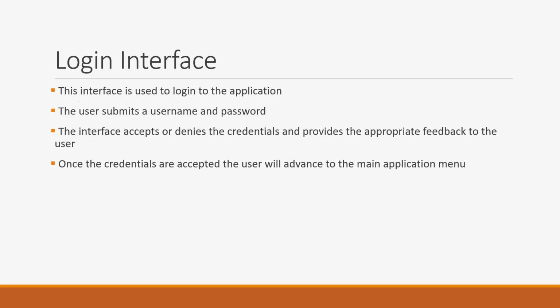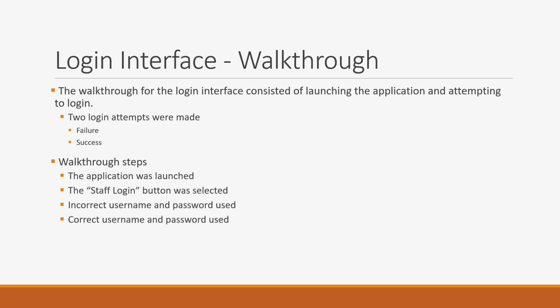So the login interface is the first interface that's used. It's used to log into the application. User submits username and password, and the system accepts or denies their credentials. Once they're accepted, they'll go to the main application menu. Otherwise, they'll be provided an error message. So the walkthrough for this consisted of launching the application and attempting to log in. I was looking for failures and success.